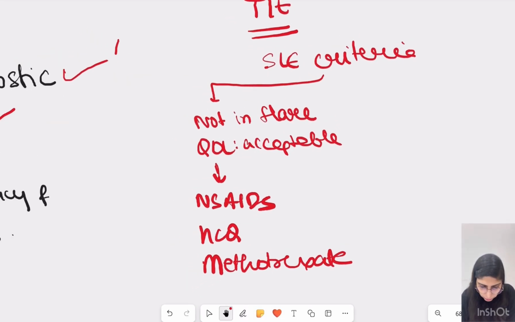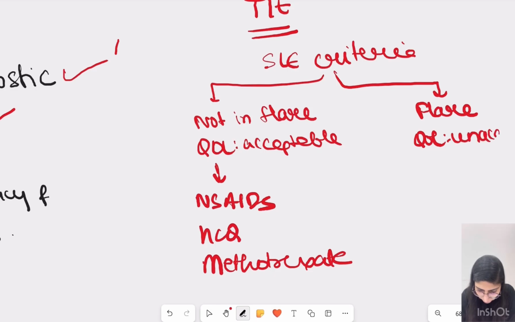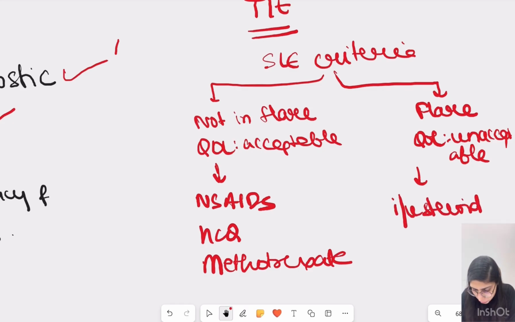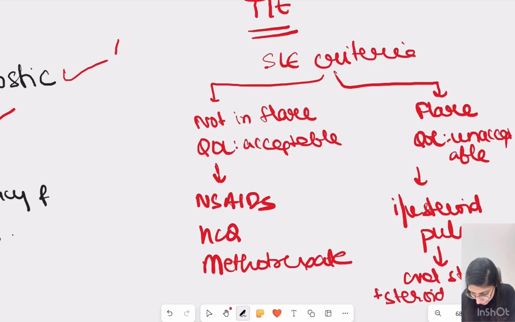If the patient is in flare, the quality of life is unacceptable, then please start the patient on IV steroids. So a steroid pulse is a must, followed by oral steroids and a steroid-sparing agent. All steroid-sparing agents take at least 6 to 8 weeks to come into action. So for those 6 to 8 weeks, you need to keep the patient on oral steroids, right?